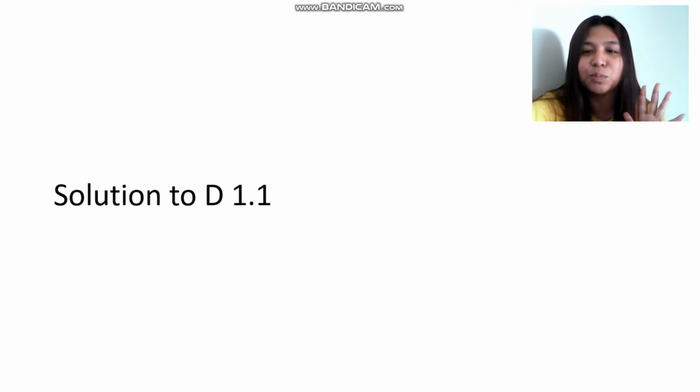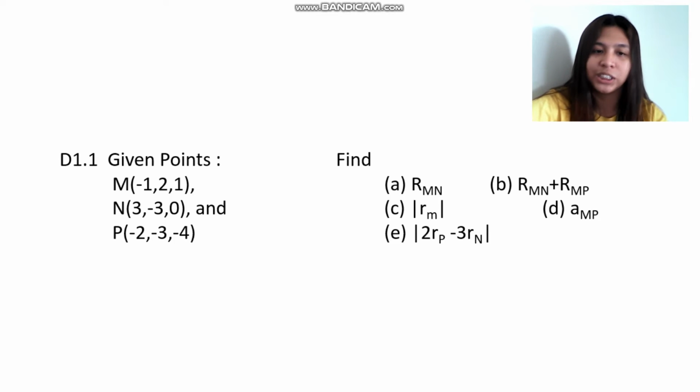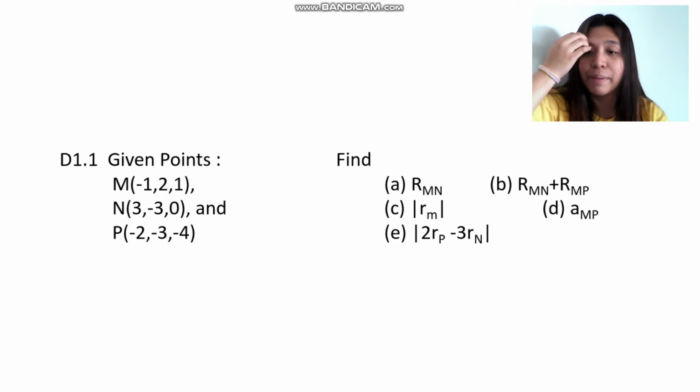So, ayun, let us proceed to solution D 1.1. Dito, binigyan tayo ng points which is M, N, and P. The given points are negative 1, 2, 1 for M, 3, negative 3, 0 para sa N, and negative 2, negative 3, and negative 4 para sa P. Tapos, meron ditong binigay na limang hahanapin, which is RMN, the absolute value of RM, absolute value of 2RP minus 3RN, and RMN plus RMP and AMP.